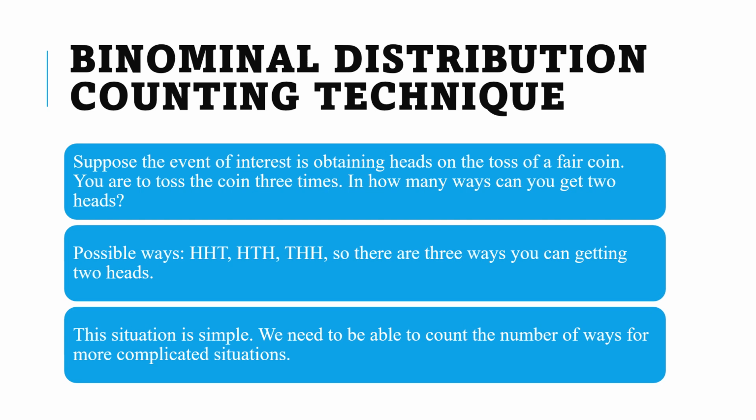Binomial distribution counting technique. Suppose the event of interest is obtaining a head on the toss of a fair coin. You are to toss the coin 3 times. In how many ways can you get 2 heads? The possible ways will be head, head, tail; head, tail, head; and tail, head, head. So these are the 3 possible ways of getting 2 heads. This situation is simple. We need to be able to count the number of ways for more complicated situations.